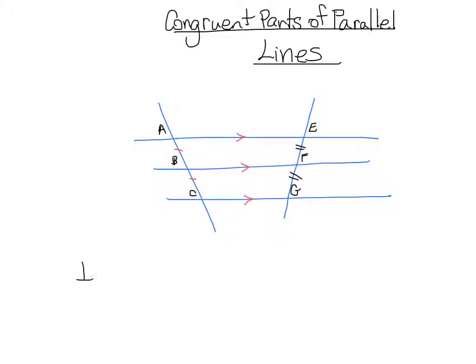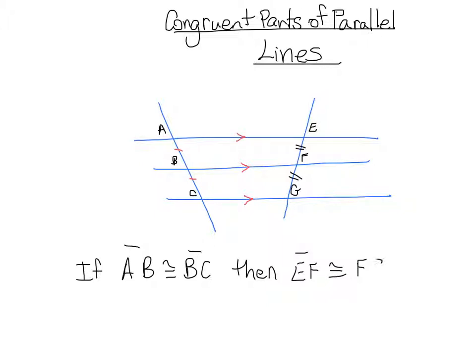So if in this case, with the three parallel lines, AB is congruent to BC, then in this case, EF will also be congruent to FG. And again, the reason for this is because we have those three parallel lines that are cutting this segment in half. So they're making congruent parts on this side. So it will also make congruent parts on this side.